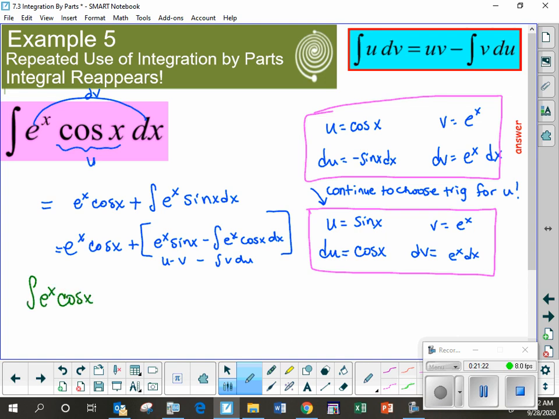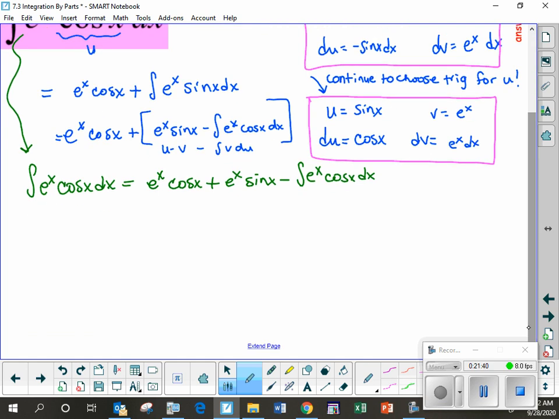The integral of e to the x cosine x dx, our original problem, is equal to e to the x cosine x plus e to the x sine x minus the integral of e to the x cosine x dx. Wait a minute. We've already done. We have a match here, do we not? Okay, so algebra kicks in. Use some algebra. We're going to do an equation solve.